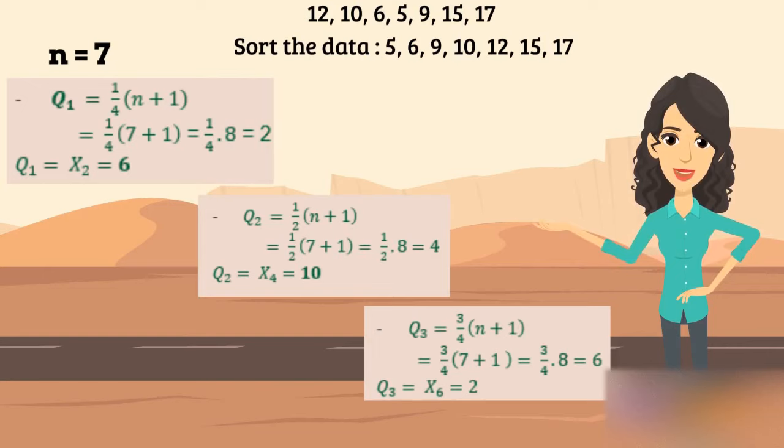Next, the last one is Q3. To find Q3, we use the formula Q3 equals 3 per 4 times parenthesis n plus 1 equals 3 per 4 times parenthesis 7 plus 1 equals 3 per 4 times 8 equals 6. So Q3 equals X6 equals 15. Artinya letak Q3 berada pada data ke-6 yaitu 15.